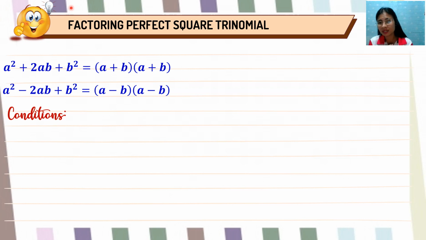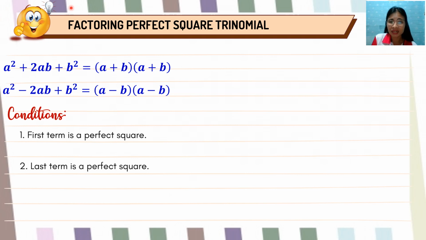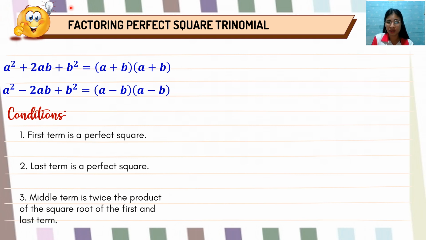But before that one, let's have the conditions. First, the first term should be a perfect square. The last term is also a perfect square. And the middle term is twice the product of the square roots of the first and the last term. So if the three conditions are satisfied, meaning the given trinomial is a perfect square trinomial.